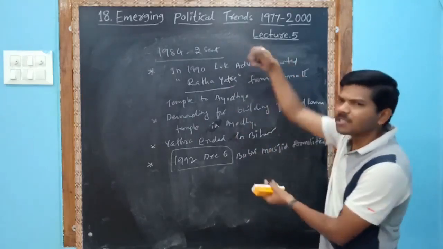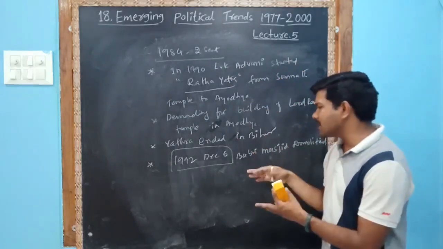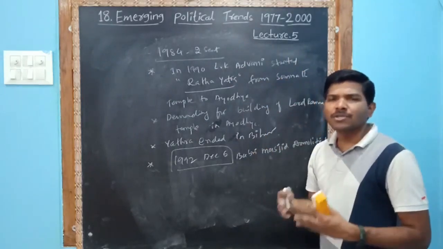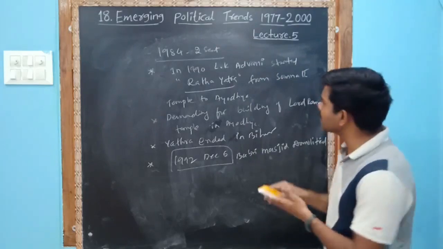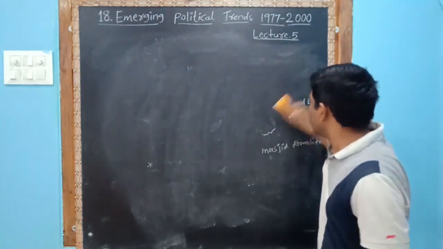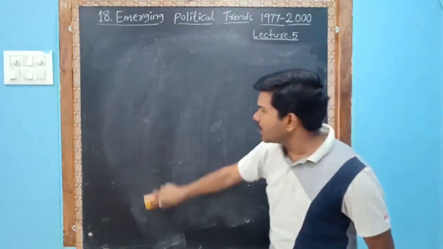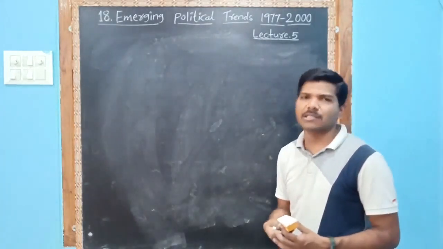Due to these circumstances, BJP came into power. The Rath Yatra became very famous, and the Babri Masjid incident also became very famous. Due to that, BJP raised its strength in upcoming elections. Slowly it got power in the states, and finally it came into power at the centre also.